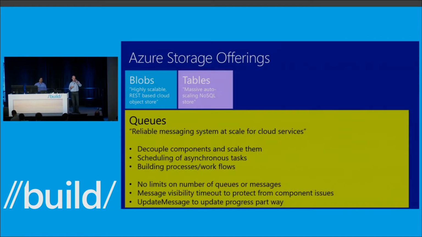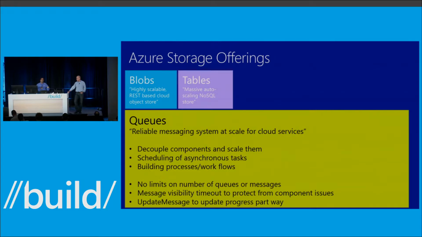Queues are a reliable messaging system at scale. Right? Queues are really useful when you have other Azure services that you've built, and you need to decouple your components and be able to scale them independently. So if you have your canonical sort of web role, worker role, you'd want a queue in between them so you could hand off work asynchronously to the workers, and then your web role can scale independently of the worker roles, right? So you use it for this.